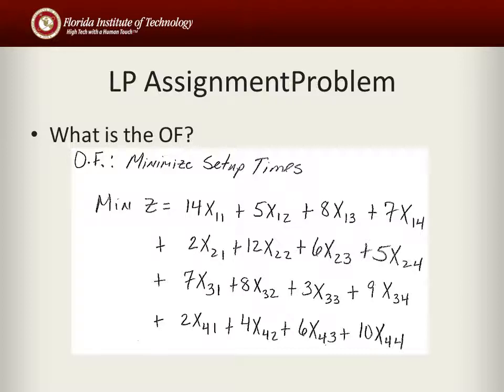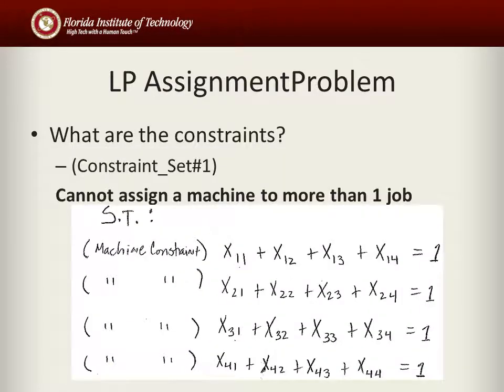It takes 14 hours to set up machine 1 to do job number 1. It takes 5 hours to set up machine 1 to do job number 2, and so forth. All these values are taken from the table provided in the problem statement. So this is the function that we want to minimize. For the constraints of this problem, let's define two sets of constraints.